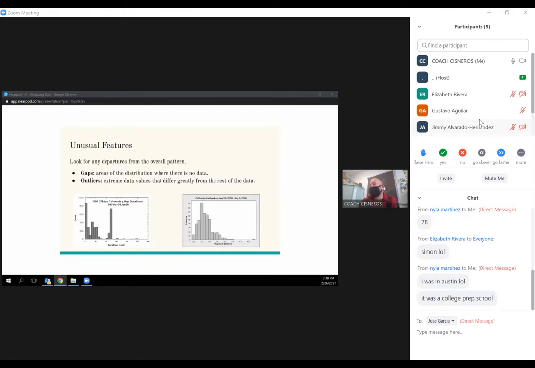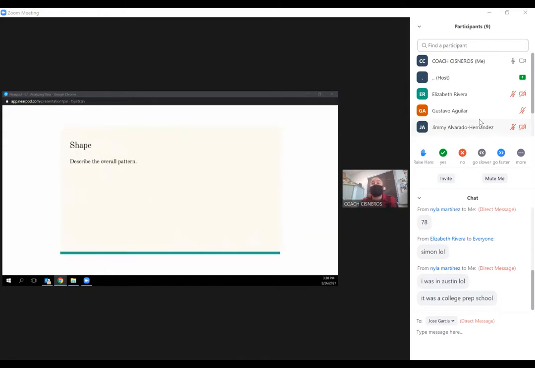So gaps and outliers are unusual features. So center, unusual features, and then the shape. Watch these. I'm gonna, guys, pull it up on your phone or on the screen here.